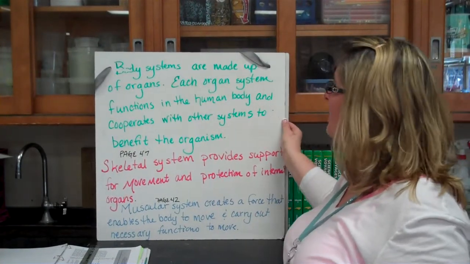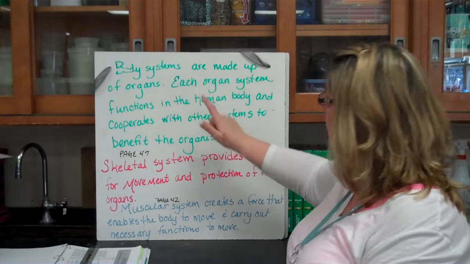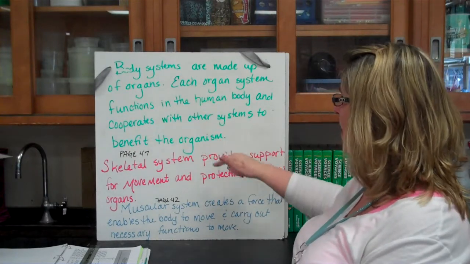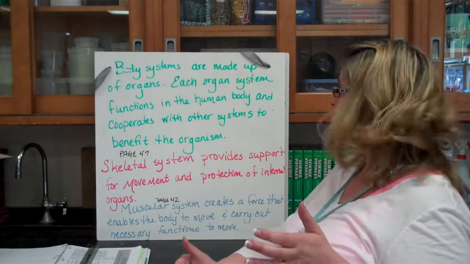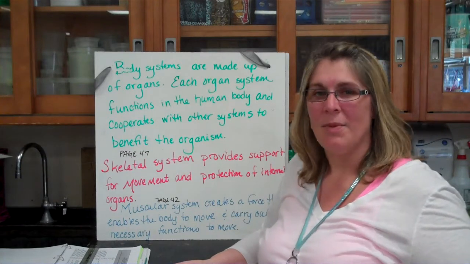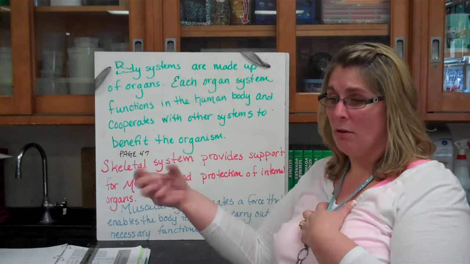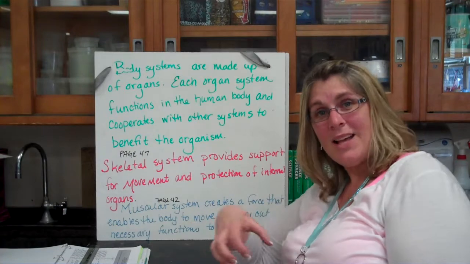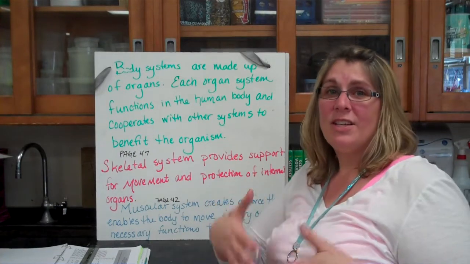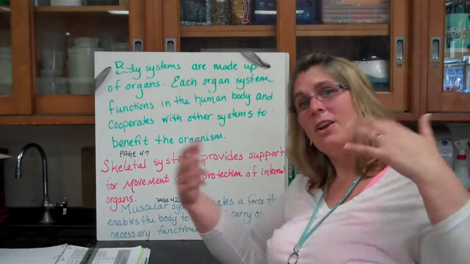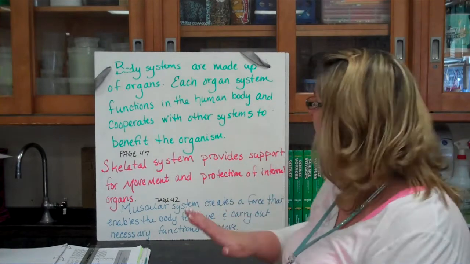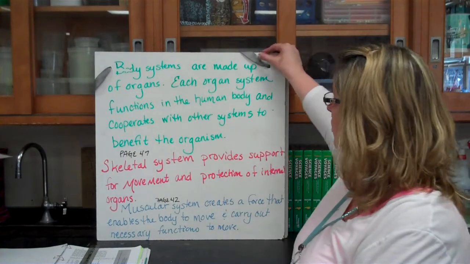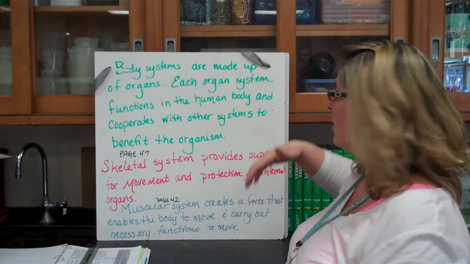Now, body systems are made up of organs. Each organ system functions in the human body, and it cooperates with other organ systems to benefit that organism. So that means your heart can't just work on its own. It has to work with your lungs and your digestive system and your excretory system and your nervous system, all of them working together. So body systems are made up of organs that all work together.